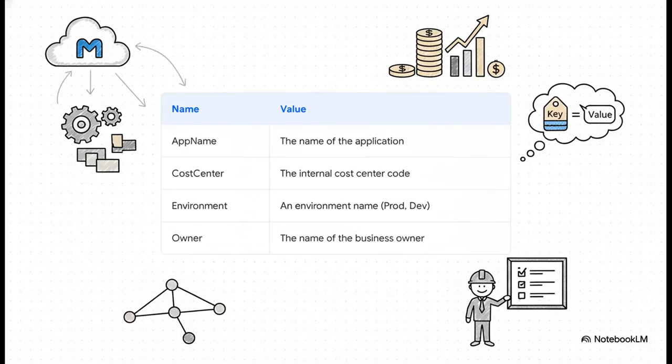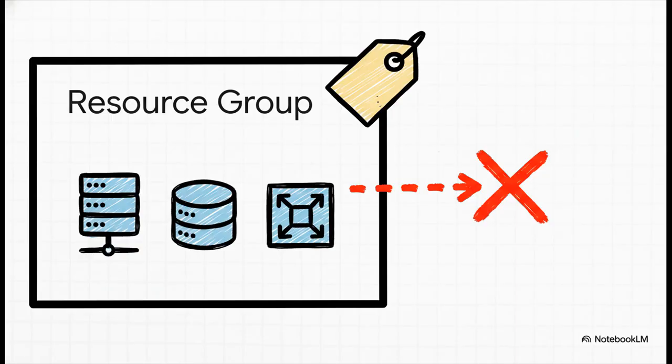So what does a tag actually look like? It couldn't be simpler. It's just a name and a value. The name might be environment, and the value could be prod. Or the name is owner, and the value is Jane Doe. The super flexible structure lets you create a custom filing system for your cloud that perfectly matches how your business actually works. And here it is, our final and maybe the most important exam watch of the day.